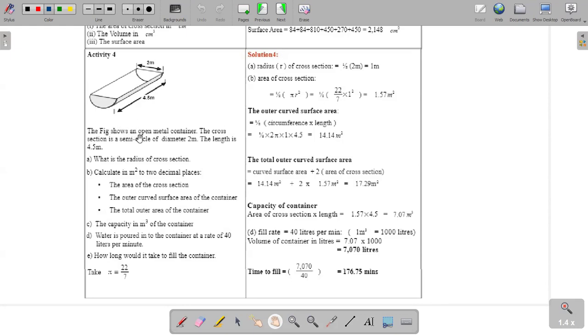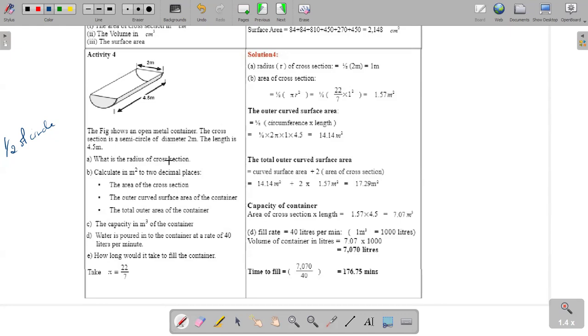It says the figure shows an open metal container. The cross section, and you should know the cross section means the face of the shape or the base of the shape, is a semicircle. Keep it in mind, semicircle means half of a circle. So that means everything we do would be around half of the circle, right? And it says the diameter of that semicircle is 2 meters and the length is 4.5. That means how long the overall shape is.